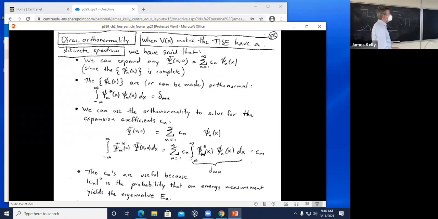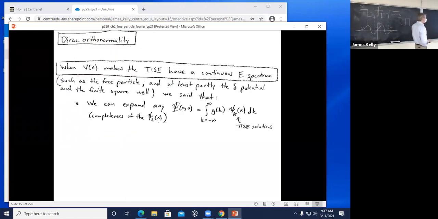So our goal now is to say, well, what if the potential doesn't make the time-independent Schrodinger equation have a discrete spectrum? What if it has a continuous spectrum, like it did for the free particle? If it has a continuous energy spectrum, like the free particle, and at least partly for the delta function and the finite square well, we had regions of energies where you could have a continuum of energy values. For the free particle, for any given k value, there's a psi k, and that k can take on a continuum of values. So those time-independent Schrodinger solutions for the free particle would be our e to the ikx kind of functions, right?